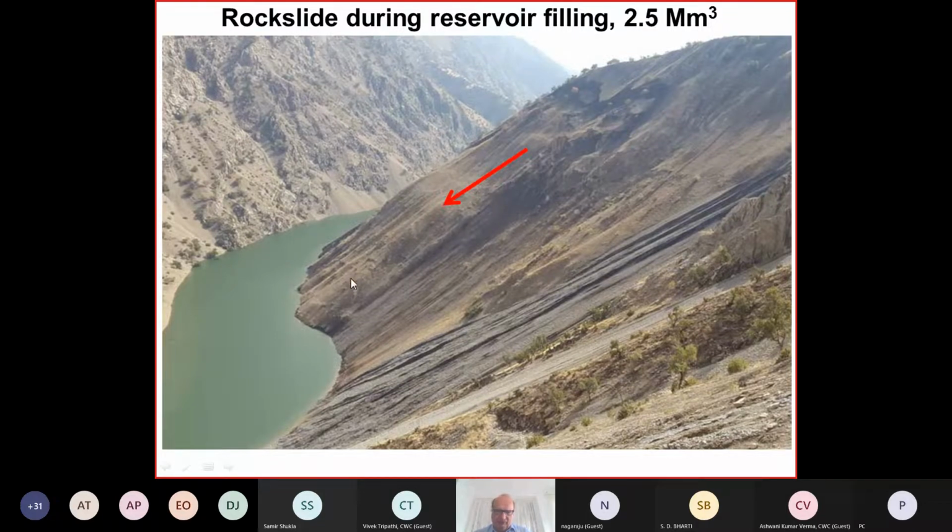So it was not really a problem of an impulse wave, but more a problem that if the debris flows into the reservoir, it takes up some volume of the reservoir, because the reservoir here was about 250 million cubic meters.